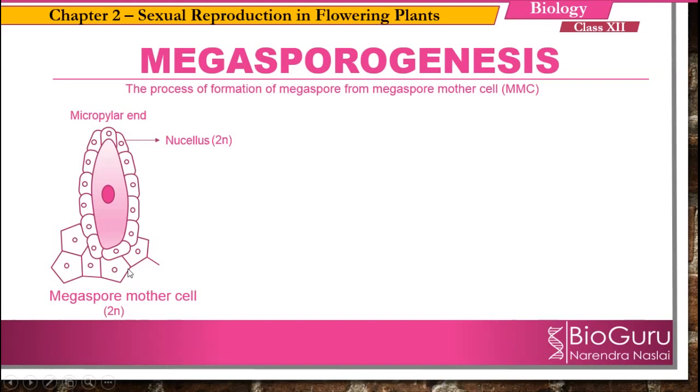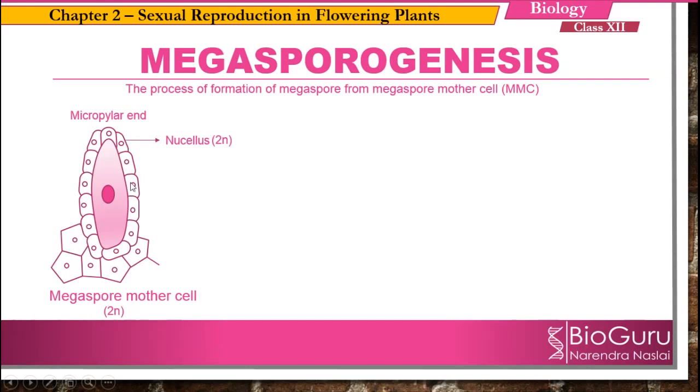Before the formation of the embryo sac, there is a large cell inside, called the megaspore mother cell, in short MMC. This cell is diploid, represented by 2n. 2n means two sets of chromosomes are present, whatever the number of chromosomes may be. In different organisms, if they are diploid, there are two sets of chromosomes; if the cells are haploid, only one set of chromosomes is present.